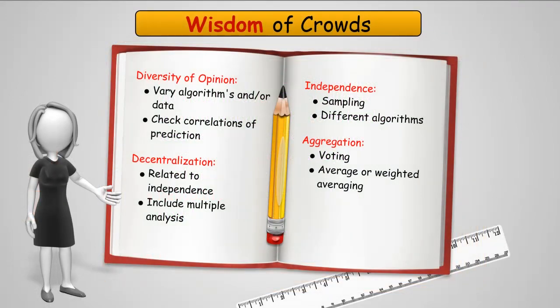There is definitely wisdom in crowds. You get a diversity of opinion from different algorithms. It's decentralized, so each one can be independent of the others, in other words, multiple analyses. They're independent. You can use different sampling and different algorithms, and you can do aggregation. So you can do this by voting and have each model vote on what they think the answer is, or you can use weighted averages to give certain models more input than others.